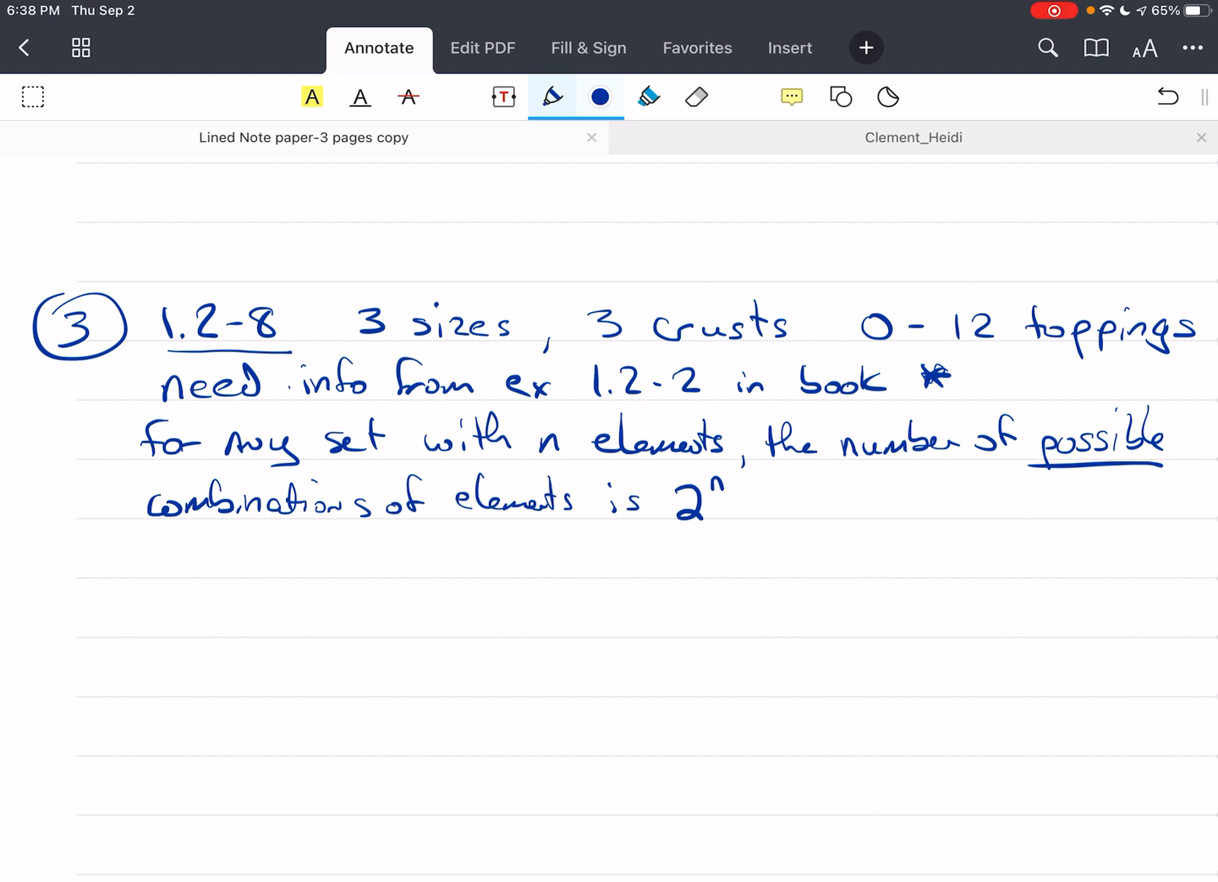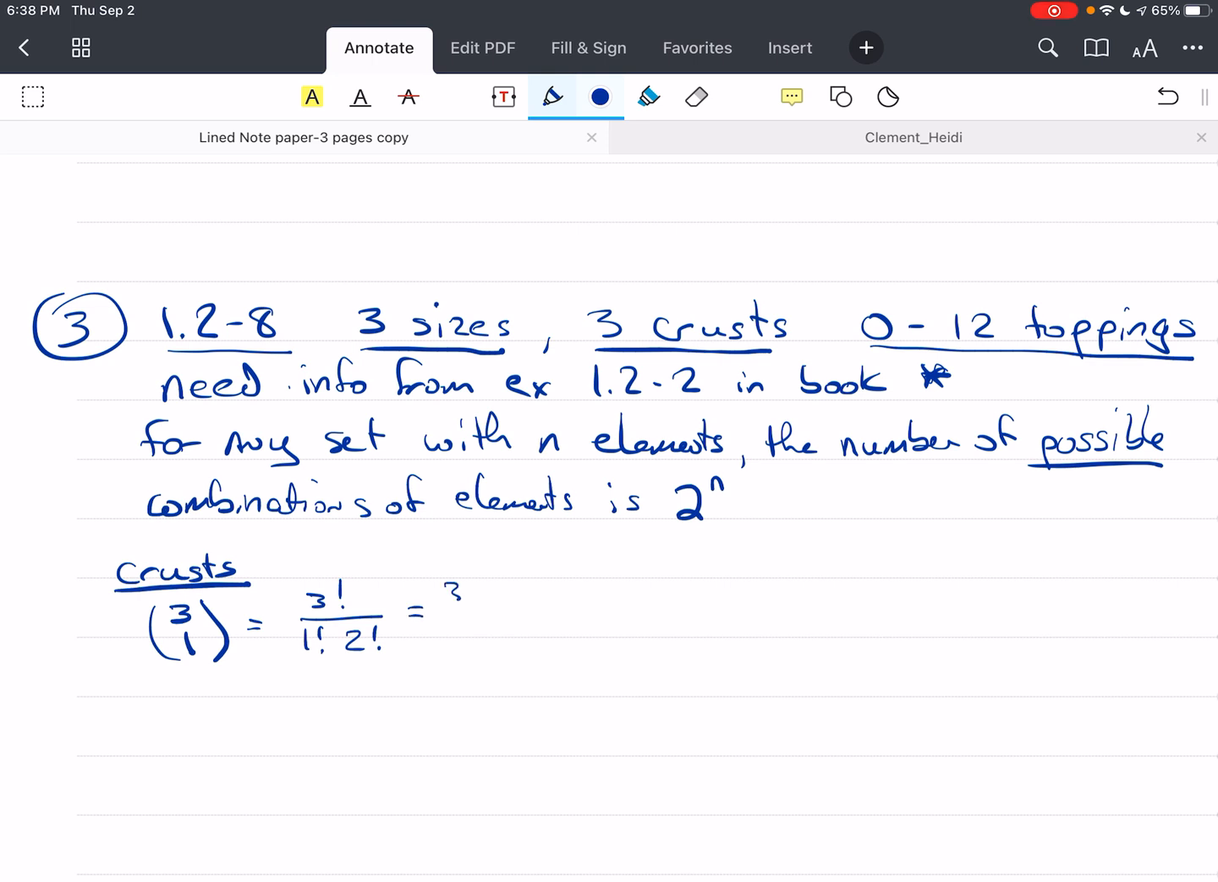So, I want to work out this problem. We're going to need to think about each one of these. I've got sizes, I've got crust, and I've got toppings. For crust, there are 3 crusts, and we're going to choose one of them. So there are 3 choose 1 ways to choose one crust. This is going to be 3 factorial over 1 factorial times 2 factorial, because 3 minus 1 is 2. Well, 2 factorial is just 2. So this is going to be 3 times 2 times 1 over 1 factorial, which is just 1, and then 2 factorial is 2 times 1. So you can do that, and that equals 3.